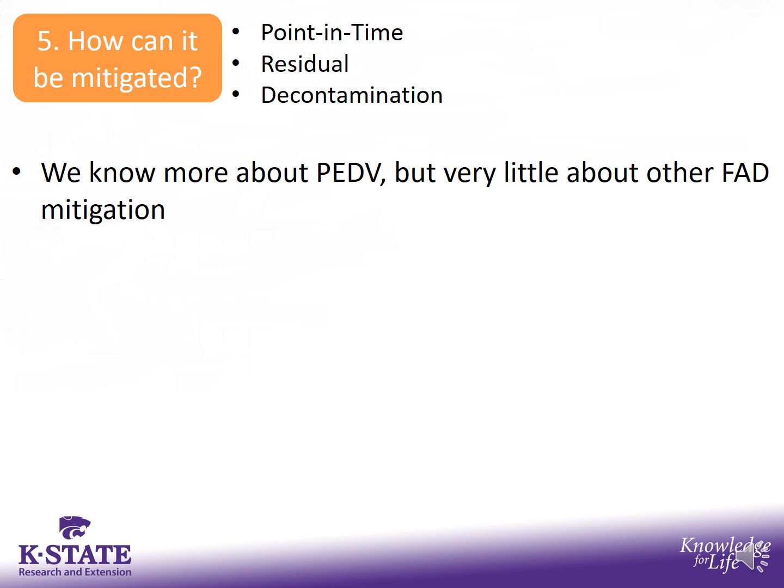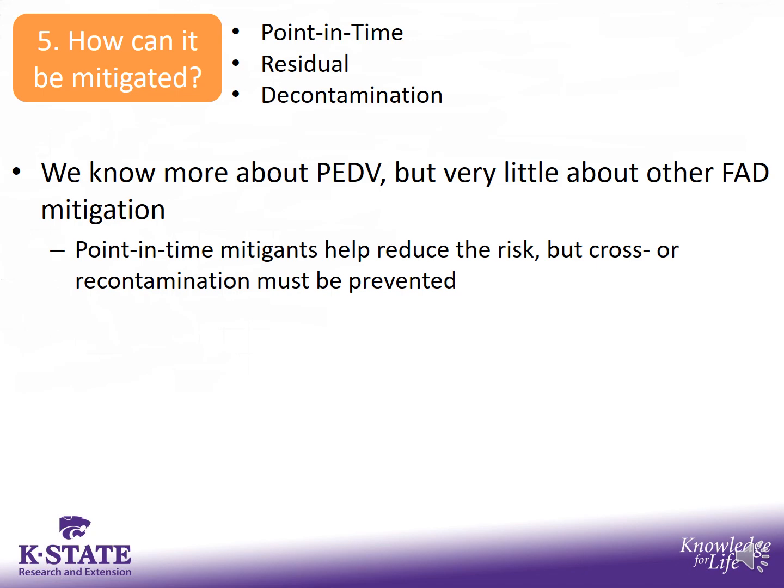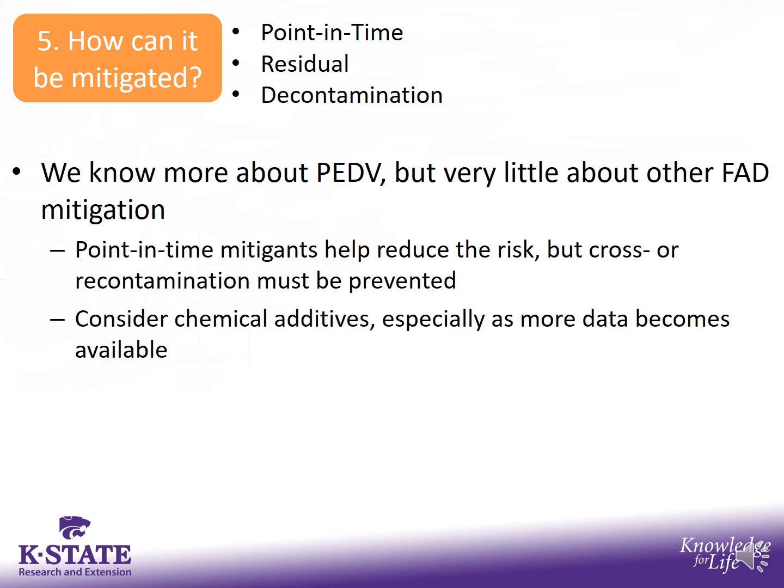We know a lot more about porcine epidemic diarrhea virus and viral transmission in feed than we did 5 years ago, but unfortunately, we still know very little about foreign animal disease transmission. Point-in-time mitigants help reduce the risk, but cross or recontamination must be prevented, and this is particularly challenging with viruses that tend to go everywhere after they've been introduced into the environment. Therefore, it may be appropriate to consider chemical additives, especially as more data becomes available.